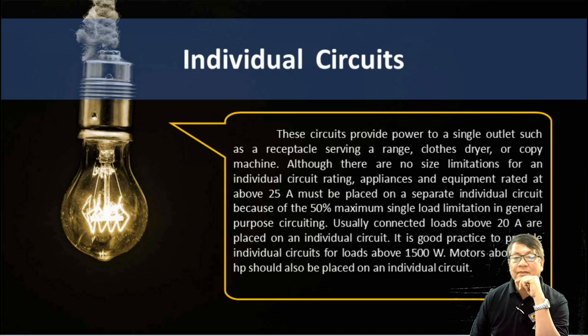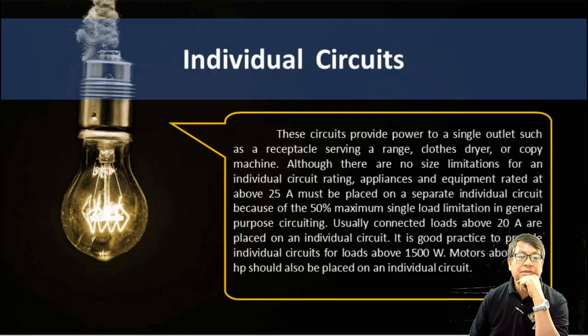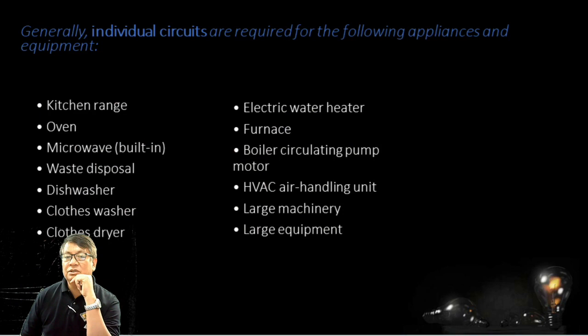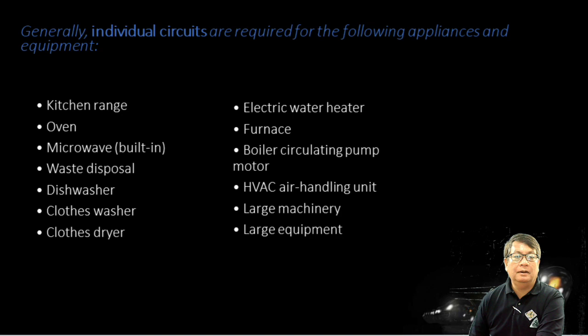So mayroon din tayong tinatawag na individual circuits, no? Which provides power to a single outlet. Okay, single outlet. We have this one. Okay, receptacles, rinse, clothes dryer, or copy machines. Okay, so yan po ang individual circuits. So meron din po tayong suggested rated current of 25 amperes and individual circuit must have 50% maximum single load limitations, so on and so forth. So we have this other appliances or equipment. Okay, kitchen range, oven, and so on and so forth. These are some of the individual that we need to have individual circuit.